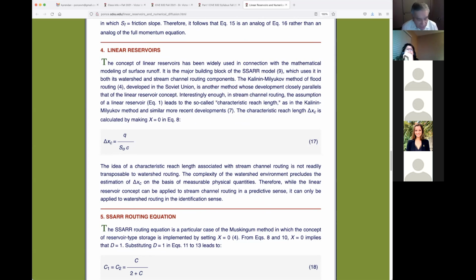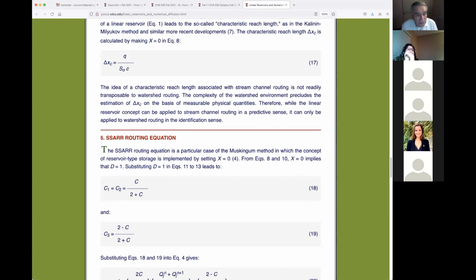I myself have not done any work on the KM method, the Kalinin-Milyukov, so I'm going to leave it at that. I know that the method is based on the concept of the linear reservoir, which we're talking about here. And then the SAR routing equation.